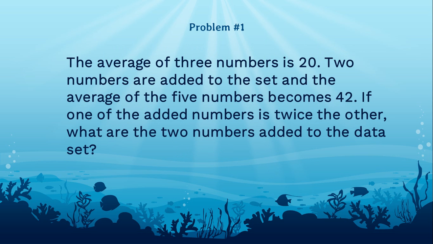Now here's our first problem. It says here, the average of three numbers is 20. Two numbers are added to the dataset and the average becomes 42. If one number is twice the other, what are the two numbers added to the dataset?